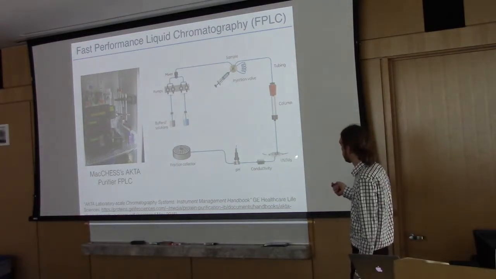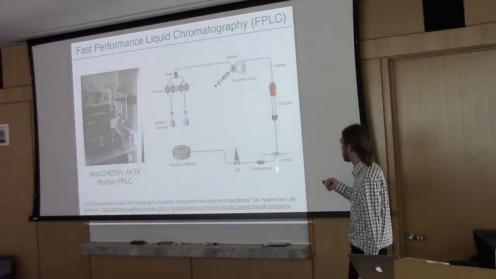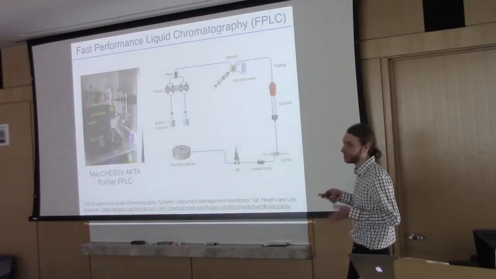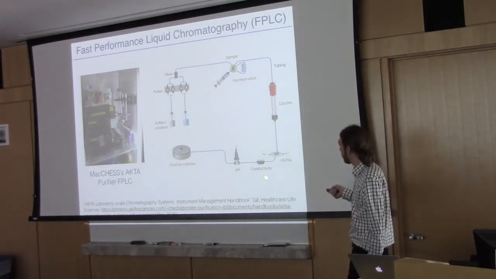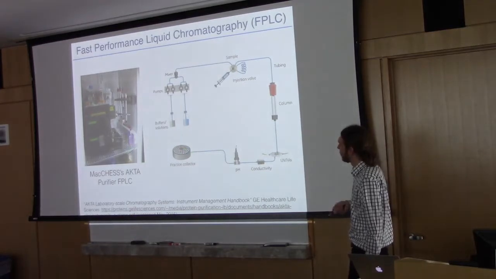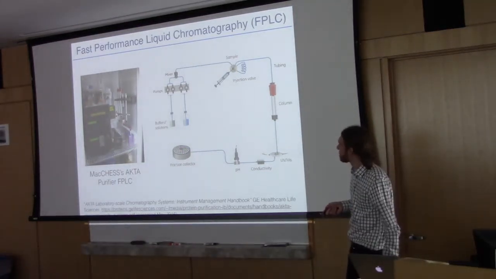Typically, you would flow through a column and then into a series of detectors. So the standard ones would be like a UV vis detector for measuring concentration, a conductivity sensor, which is perhaps less useful, but it tells you basically how much salt you have. You can measure pH, and then you would typically collect the fractions, for example, for further purification or analysis.